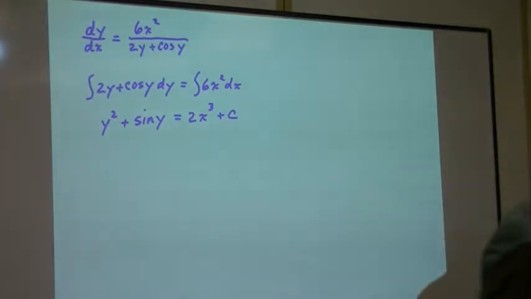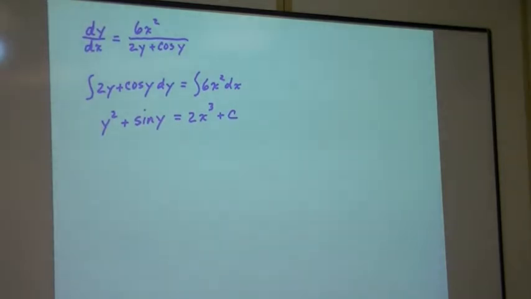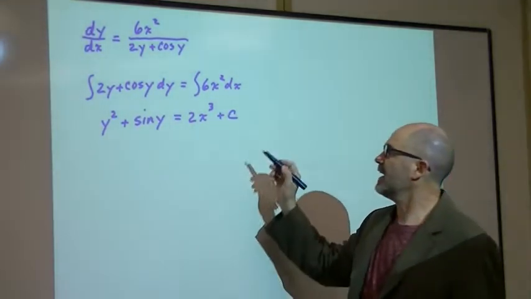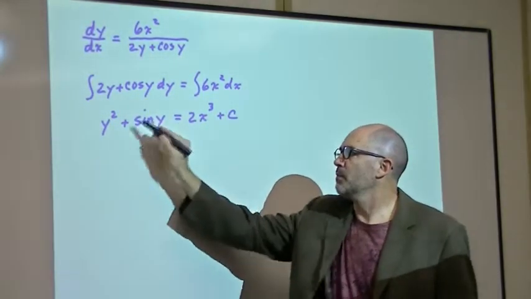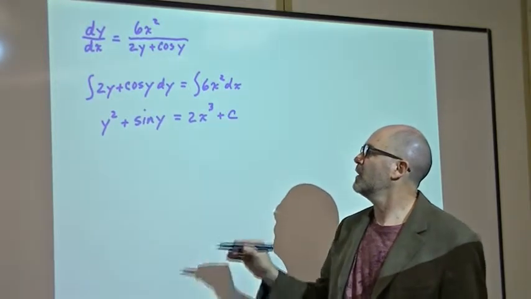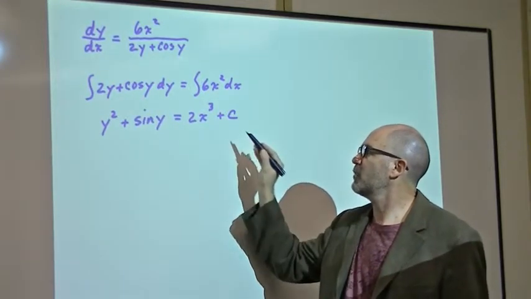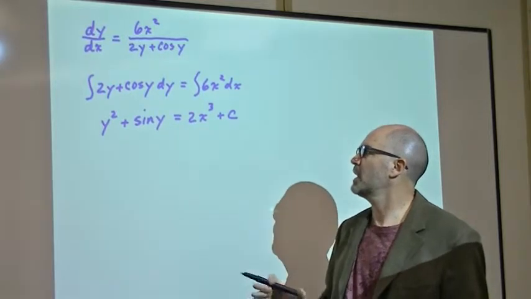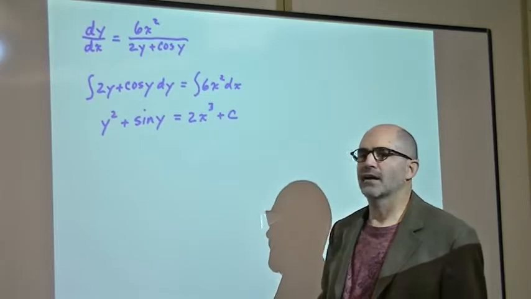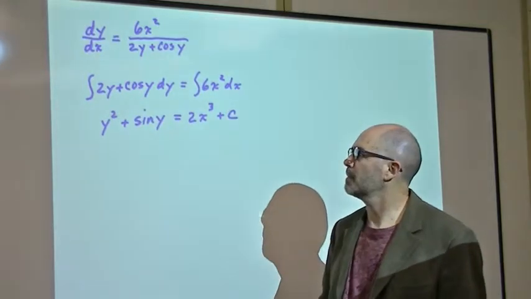Now, did they give us initial conditions? Okay, yeah, they didn't give us initial conditions, and it's impossible to get y by itself. We can't factor out a y or anything. So basically, this is your solution, and you could graph this for any arbitrary constant.